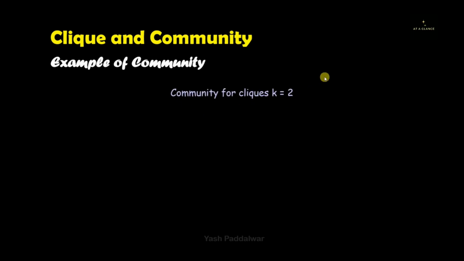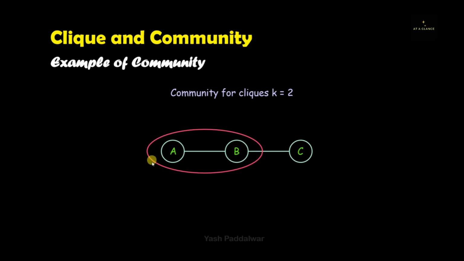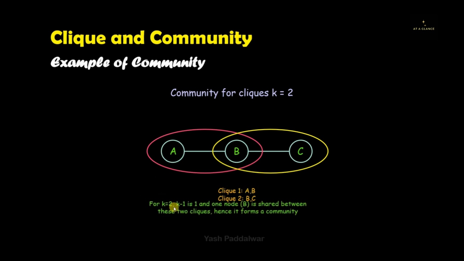So here is the first example. We'll look for the community for the cliques k equals to 2. So here you can see that we have a graph which has 3 nodes A, B and C. A is connected to B and B is connected to C. Here you can see that A and B forms a clique because both the nodes are connected to each other. Similarly, B and C also forms one clique because both the nodes are connected to each other. So we have clique 1 as AB and clique 2 as BC.